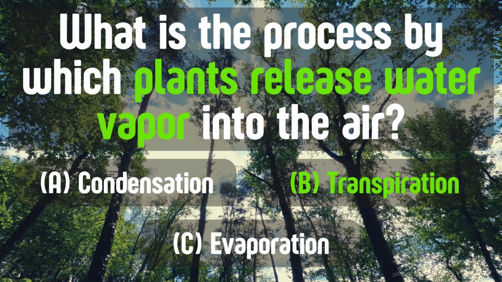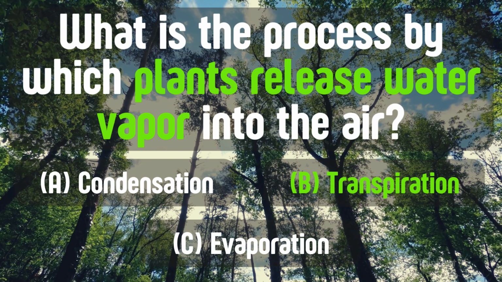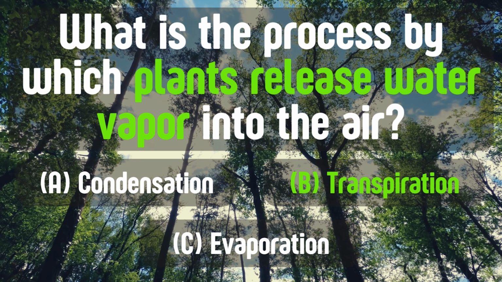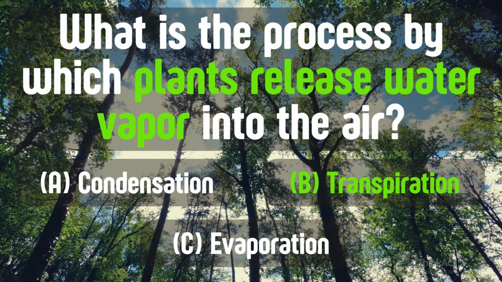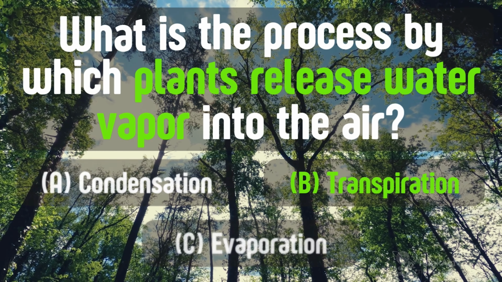Water is absorbed by roots from the soil and transported as a liquid to the leaves via xylem. In the leaves, small pores allow water to escape as a vapor and carbon dioxide to enter the leaf for photosynthesis.